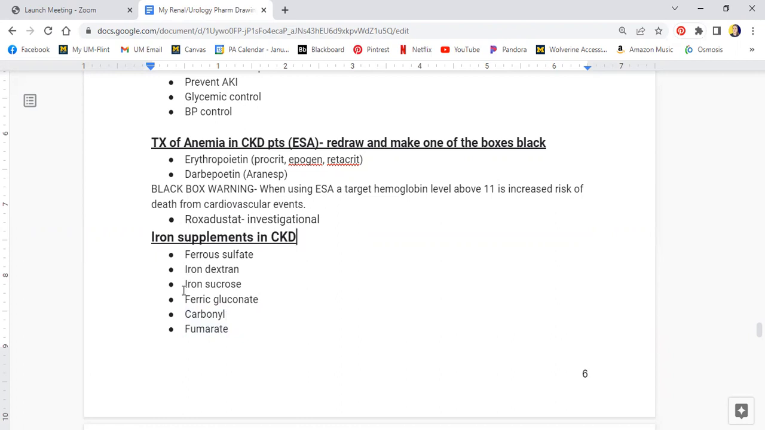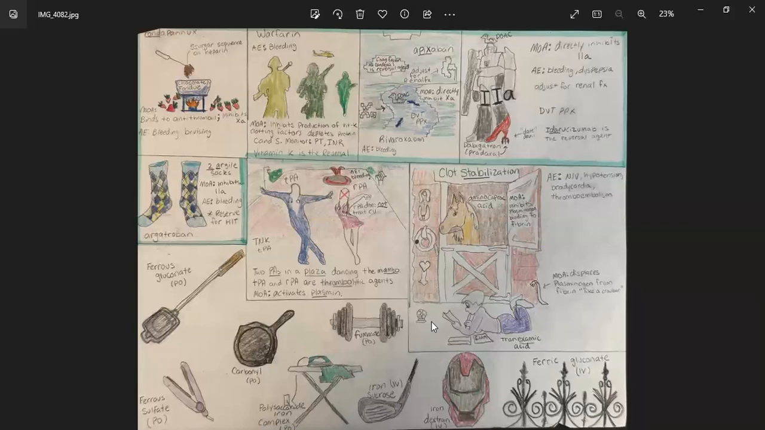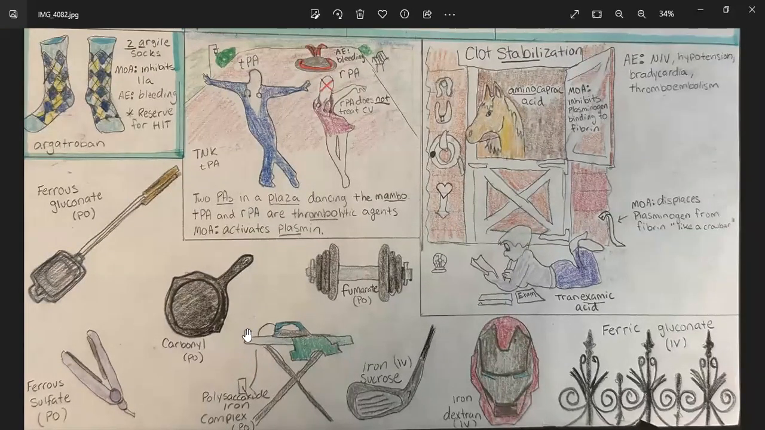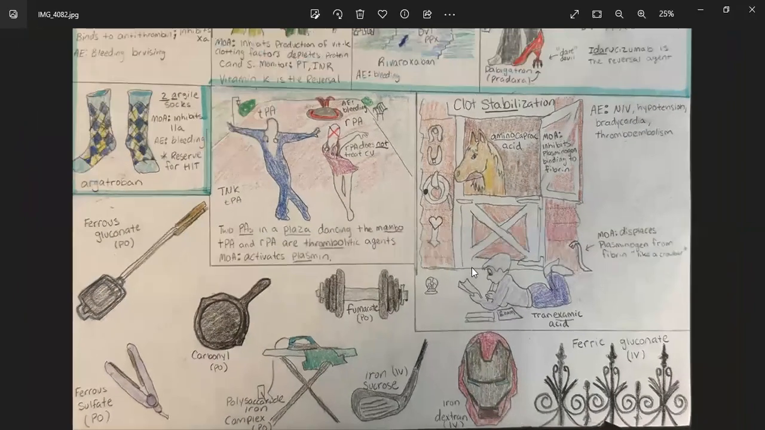So in addition to treating anemia, you can also give iron supplements. And I have an image to help remember all the different types of iron supplements. So these are in the bottom of this picture here. These are all different types of iron. So I think like this one is a 7 iron. So iron sucrose, 7. They both start with S's. This is Iron Man for iron dextran. Those rhyme. This is like a gate, the fence on a gate. So ferric gluconate. A polysaccharide iron complex. That one's not in this unit. Carbonyl. Ferrous sulfate. This is like a straightener. I don't know if these are helpful or not, but anyway, those are your iron supplements.